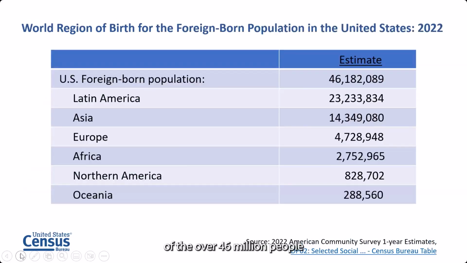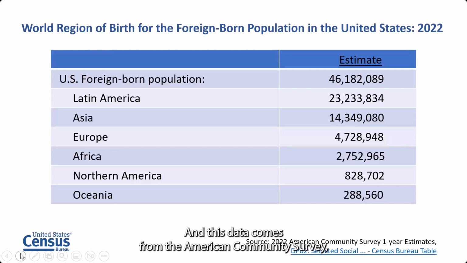Of the over 46 million people who are foreign-born in the U.S., 23.2 million were born in Latin America, 14.3 million in Asia, 4.7 million were born in Europe, 2.7 million were born in Africa, 828,000 were born in Northern America, and 288,000 were born in Oceania, which consists of Australia, New Zealand, and many territories within the Pacific Ocean, mostly islands.